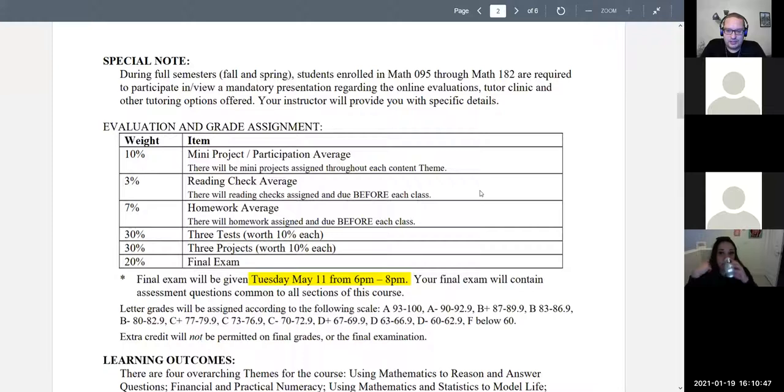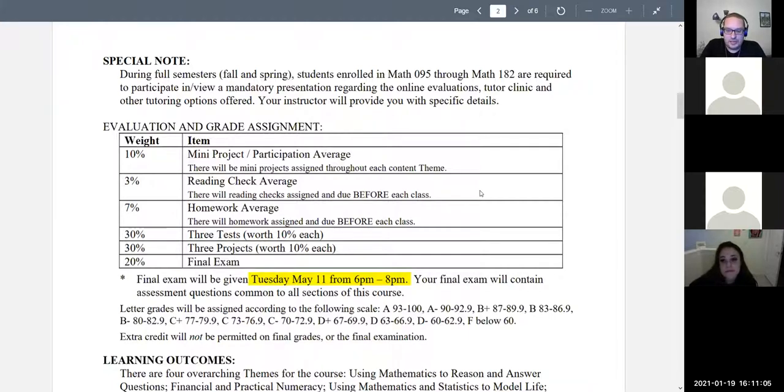A scientific calculator is acceptable as long as it is non-programmable and non-graphing. So any calculator, even a scientific calculator, as long as you cannot program it and you cannot graph on it, then that is acceptable.